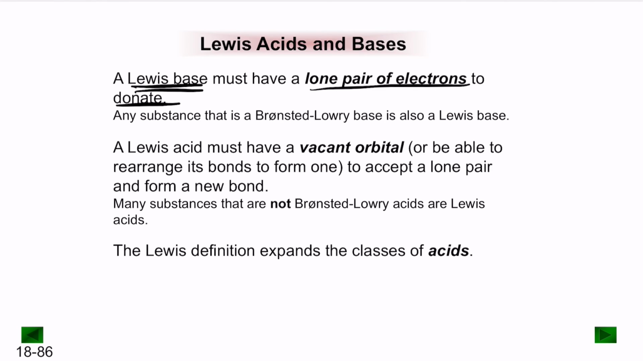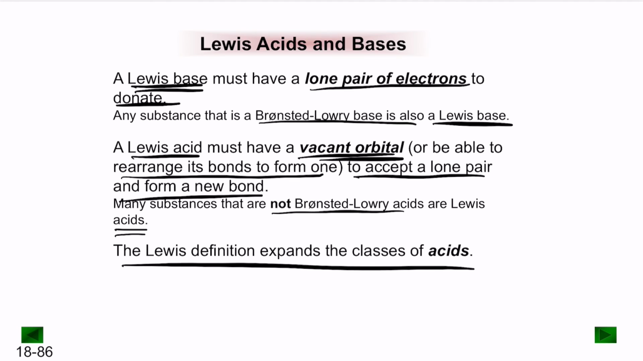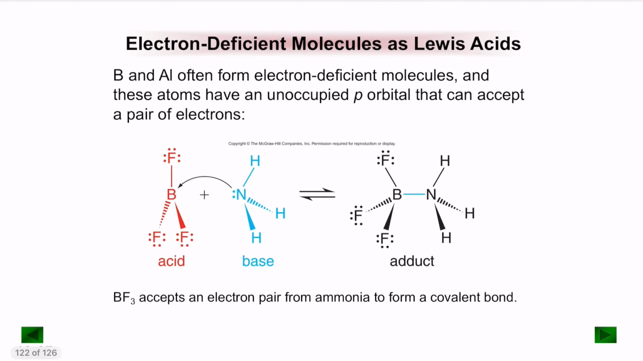So any substance that is a Bronsted-Lowry base is also a Lewis base. While a Lewis acid must have a vacant orbital or be able to rearrange its own bonds to form one, to accept a lone pair and form a new bond. So many substances that are not Bronsted-Lowry acids are also Lewis acids. So this Lewis definition generally expands the classes of acids.